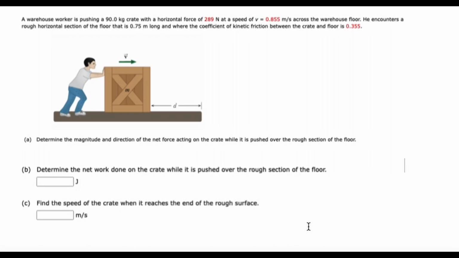A warehouse worker is pushing a 90 kilogram crate with a force of 289 newtons. They give a speed for the crate across the warehouse floor, and then it encounters a rough horizontal section of the floor, 0.75 meters long, and there's a coefficient of kinetic friction between the crate and the floor. First, determine the magnitude and direction of the net force acting on the crate while it's being pushed across the rough section of the floor.